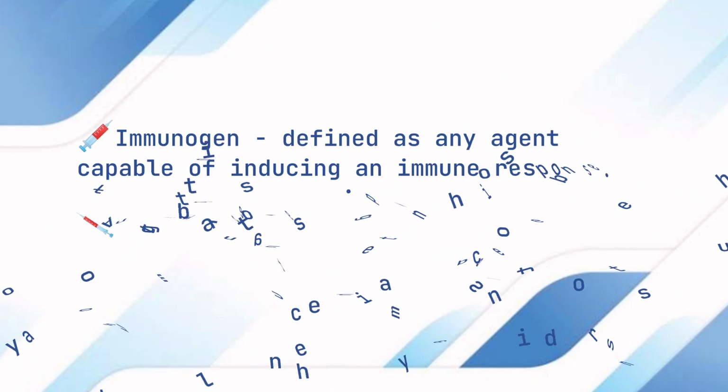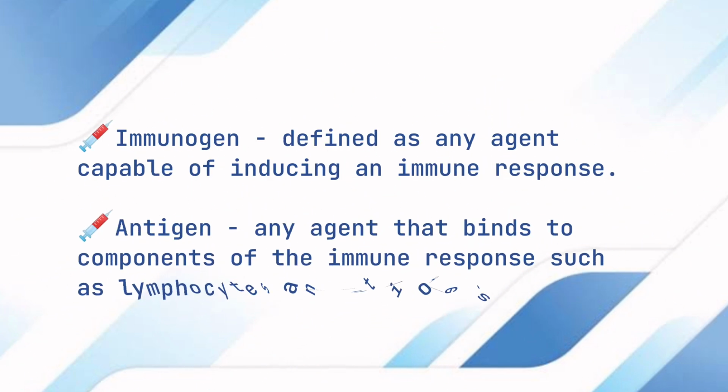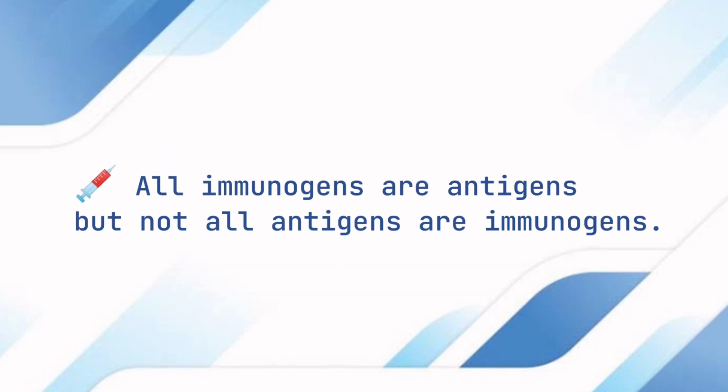Immunogen is defined as any agent capable of inducing an immune response. Antigen is any agent that binds to components of the immune response such as lymphocytes and antibodies. Take note that all immunogens are antigens, but not all antigens are immunogens, because not all antigens produce immune response.